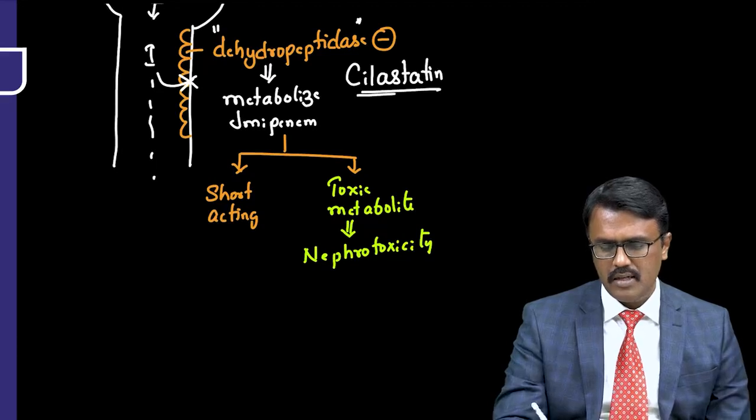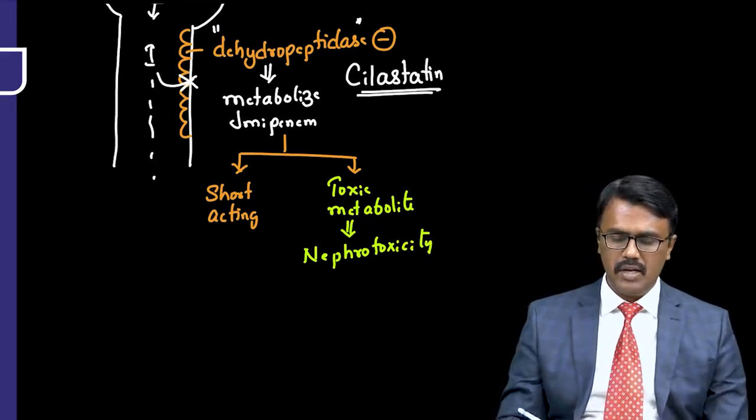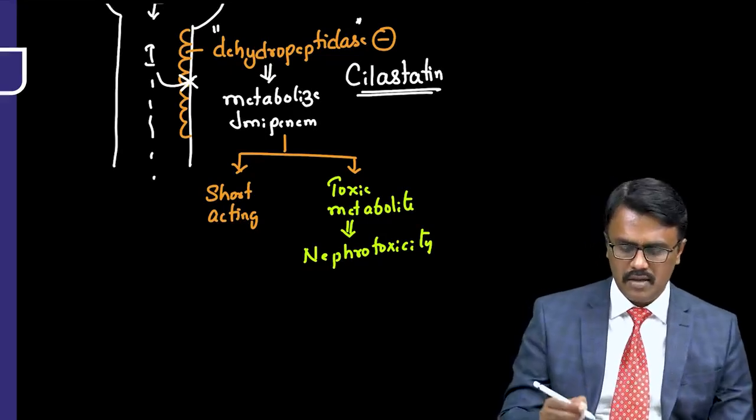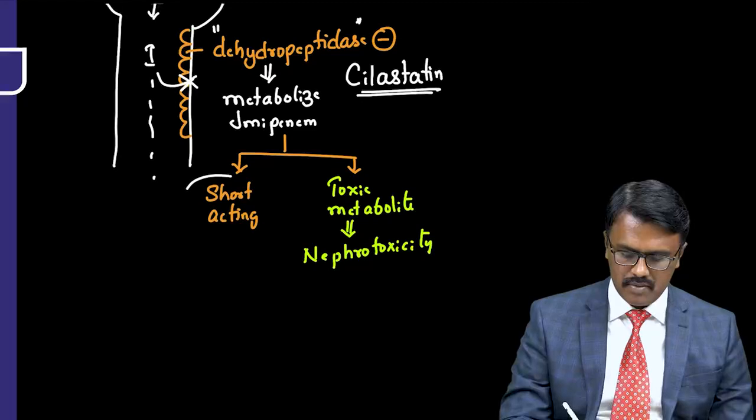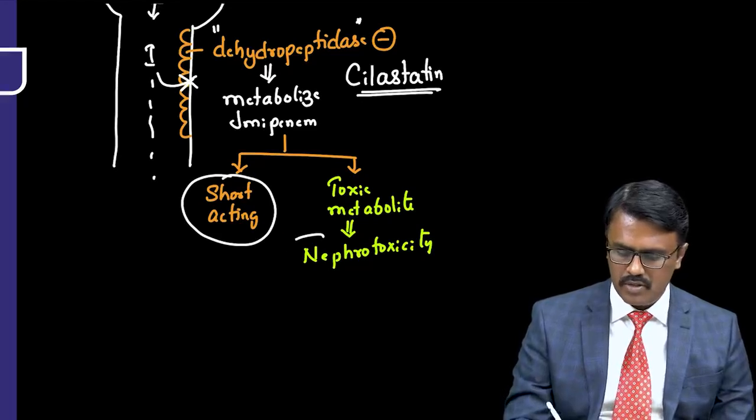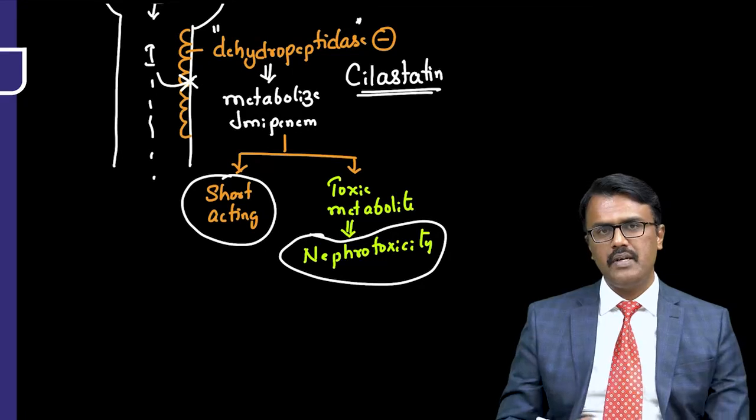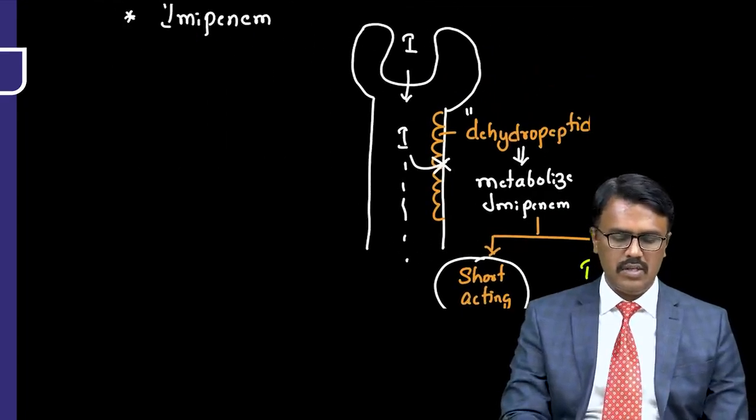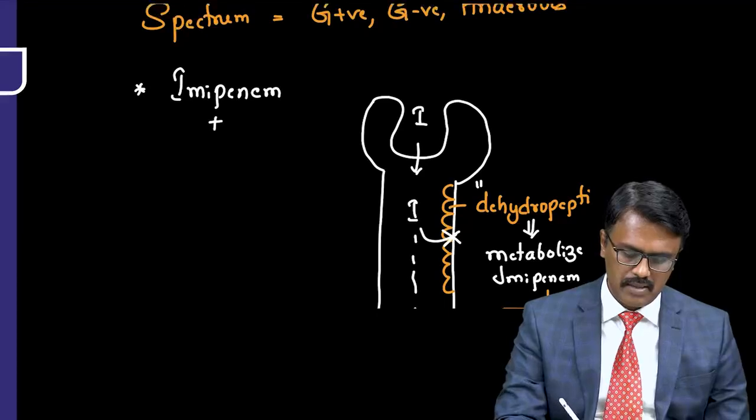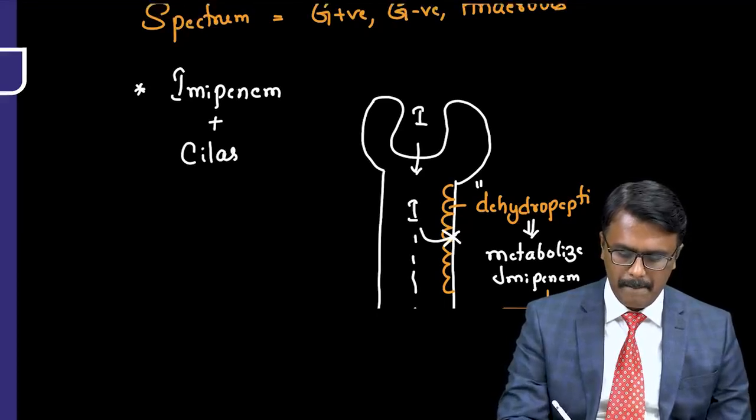So cilastatin is the inhibitor of dehydropeptidase. So when I use that with imipenem, what is the advantage? The drug becomes longer acting and there is a reduced chance of nephrotoxicity. So let us write what is the advantage of combining imipenem plus cilastatin.